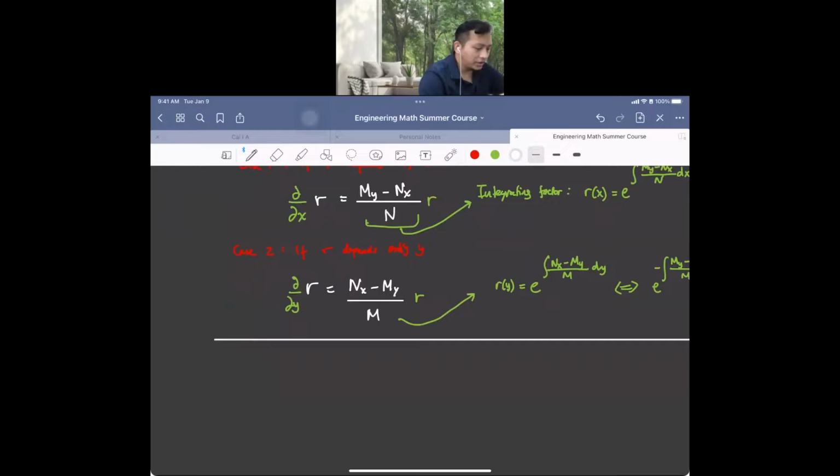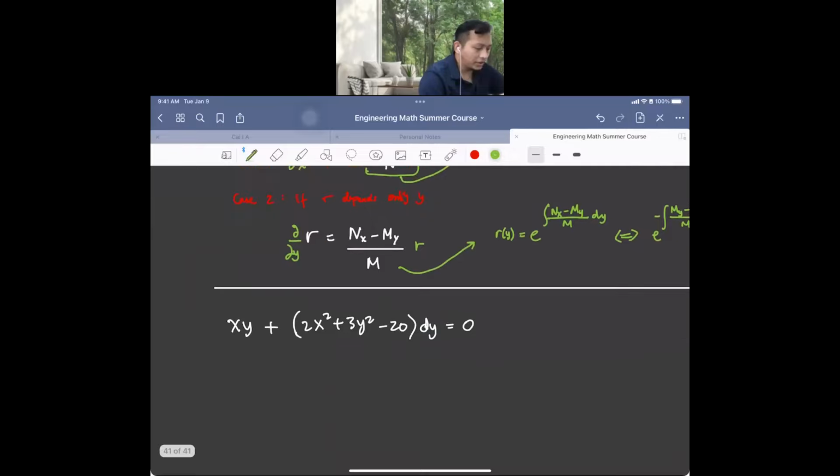Okay, let's say we have xy plus 2x squared plus 3y squared minus 20. Well, we are not sure if it's exact or not, but we can check the exactness. This is m, oh, I forgot the dx, sorry, dx here. So this is m, and this is n, right?